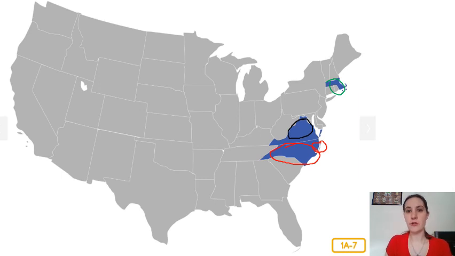A government is a group of people who make decisions and laws for the people they represent. So the government all the way across the Atlantic in Great Britain was making all of the decisions and laws for the people living where I circled here in the United States.